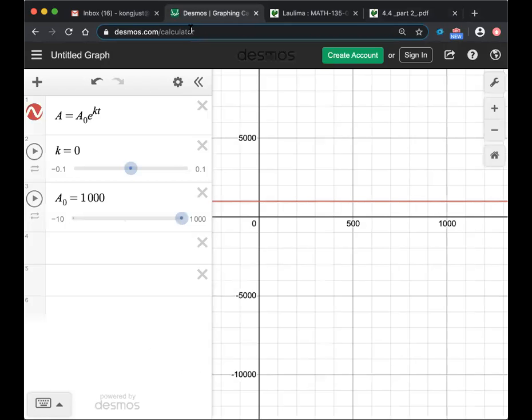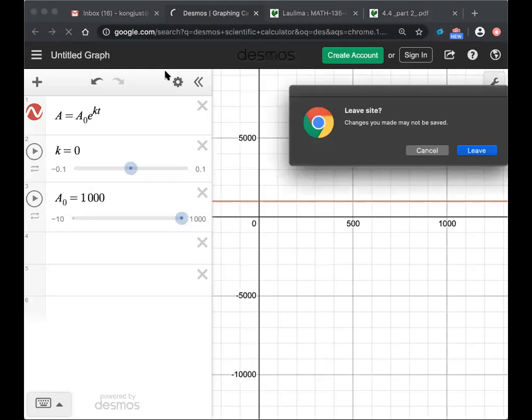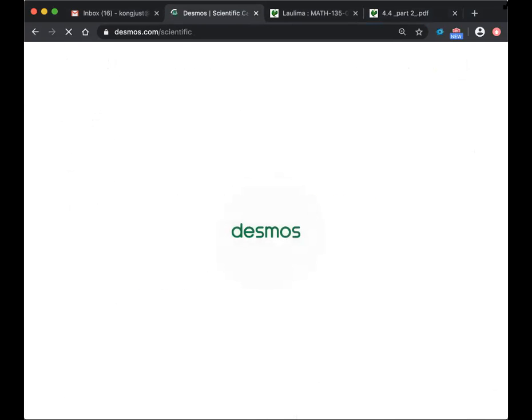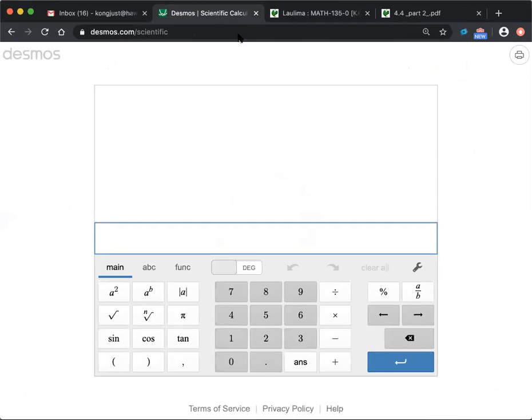All right, so let's look at the scientific calculator. I recommend the Desmos scientific calculator, or the Web 2.0 scientific calculator is also easy to use. Again, I do not recommend using the iPhone calculator because that one is junk.